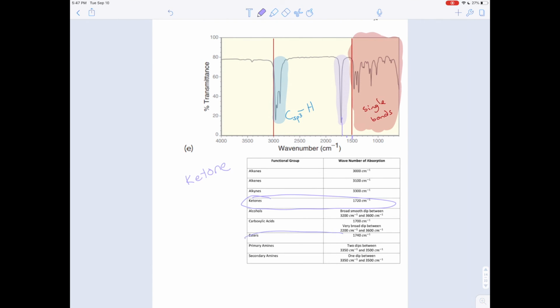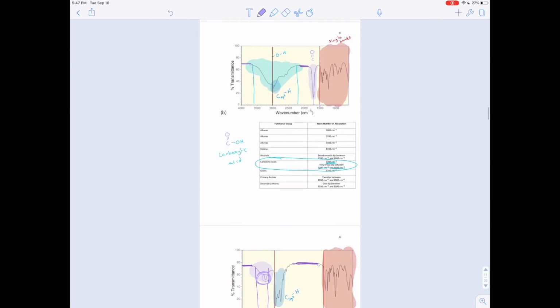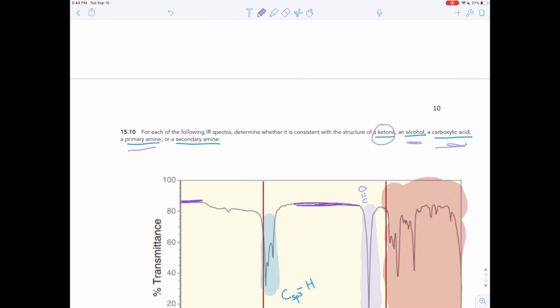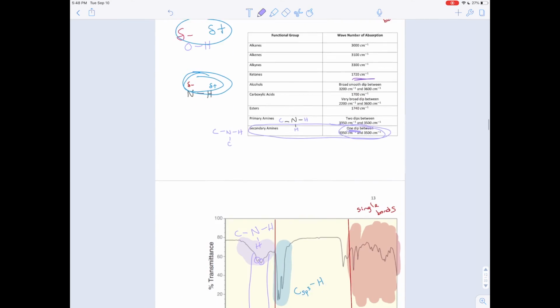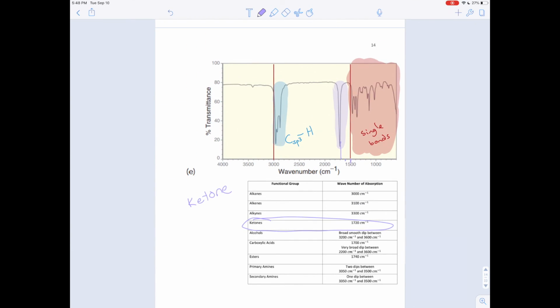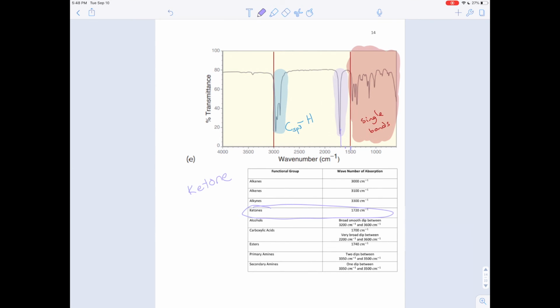Now technically it could also be an ester, but notice that an ester was not given as an option in the question. The question said, for each of the following IR spectra, determine whether it is consistent with a ketone, alcohol, carboxylic acid, primary amine, or secondary amine. Nowhere do they mention esters. There are other ways to distinguish between whether you have a ketone or an ester. But for this specific test, you won't have to worry about those. Either a ketone will be an option or an ester will be an option. I'll never make you choose between them. So here, the only option would be a ketone.